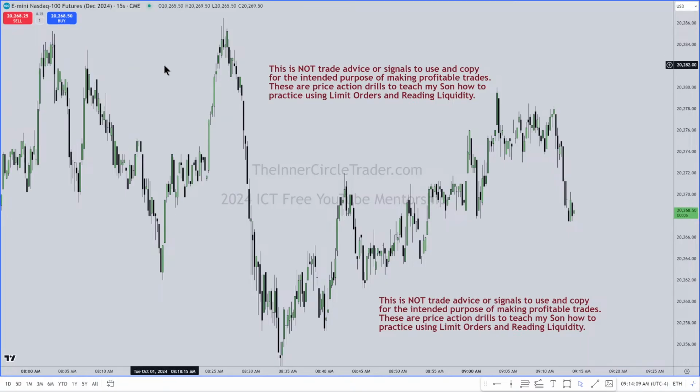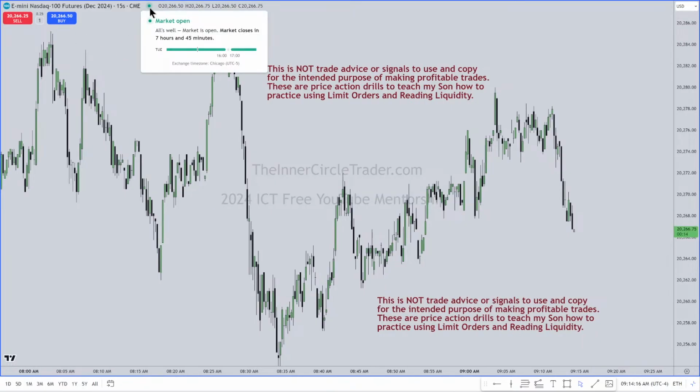And everything that I execute on, I'm going to keep this up here so that we can see it's not market replay, and you can see that the little button up here is showing that the market is open. You all are here live. However many are here, you're seeing what I'm seeing as it happens.